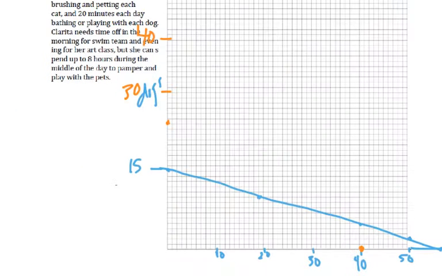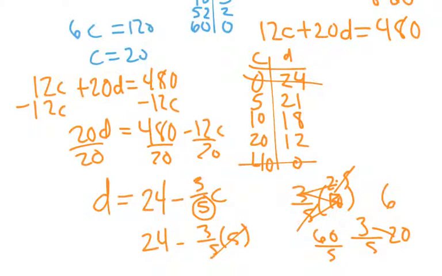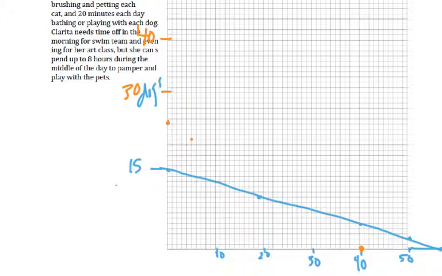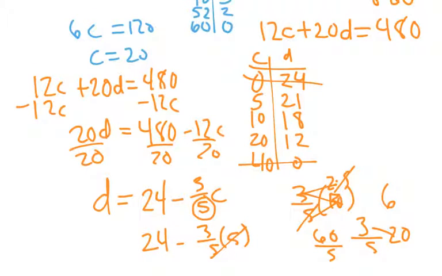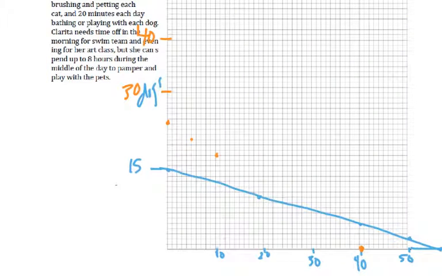Okay, then 5 and 21. Should be right there. 10 and 18. 10, 18, we should be able to kind of see that line there as well. And 20 and 12.